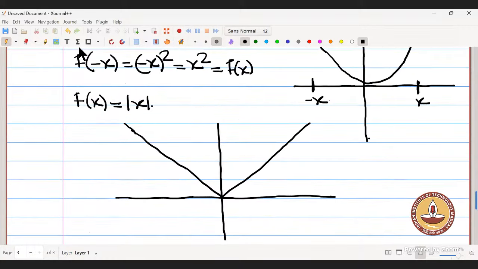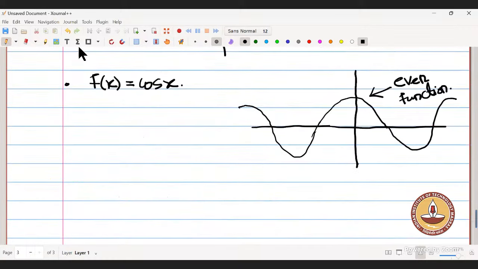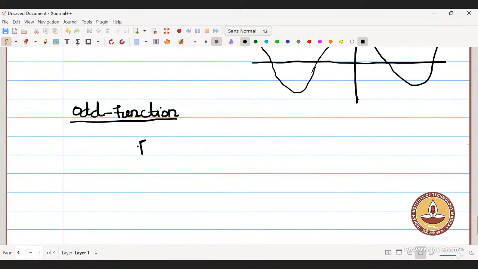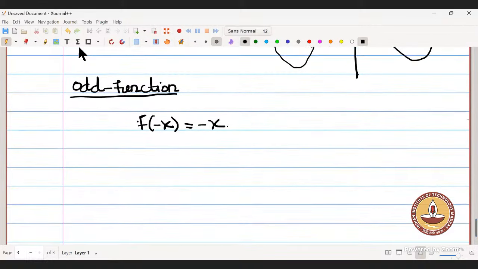So the next thing is the odd function, right? What is the definition of an odd function? F of minus x is equal to minus f of x. Correct. F of minus x is equal to minus of f of x. Okay. So yeah, again, sir, I made a mistake.